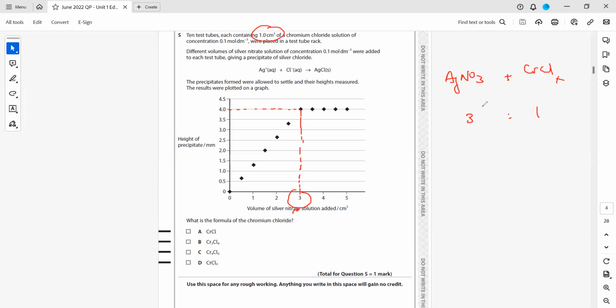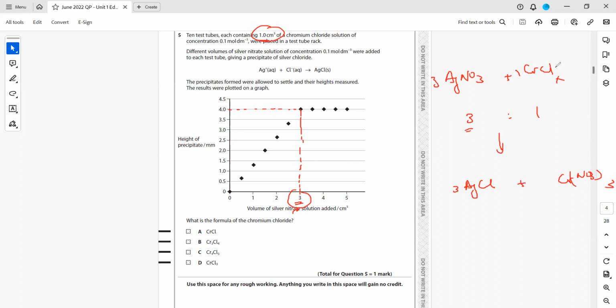Or volume ratio, you can also take the mole ratio as well. Now 3 molecules of this required 1 molecule of chromium chloride. So when they react with each other, it will form AgCl plus chromium nitrate. So the question is, what is the formula of the chromium chloride? How do we know? Because we are using 3 times the volume. Like 1 cm³ required 3 cm³ for forming the precipitate.